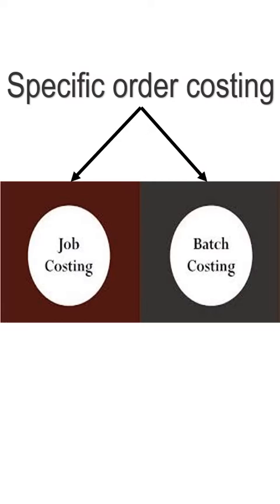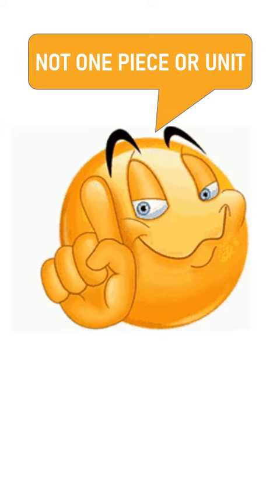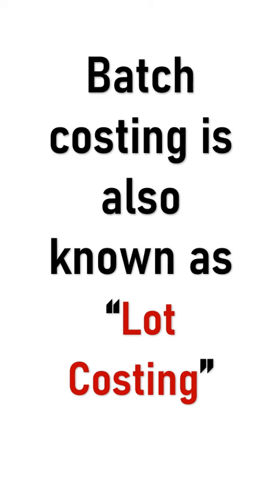Batch costing is a subset of specific order costing. As the term suggests, costing is used to determine the cost of a batch instead of a single unit. In batch costing, one batch is treated as one single unit, unlike in job costing. Batch costing is also known as lot costing, as the term batch is synonymous with the term lot.